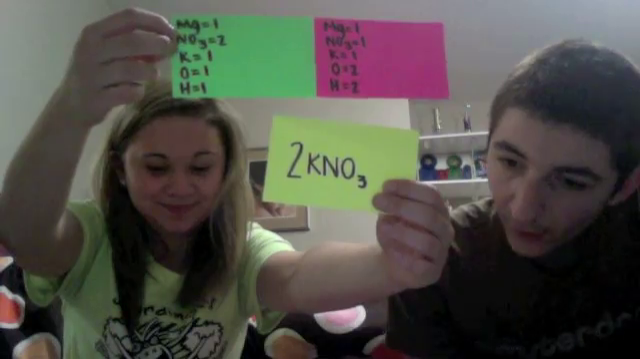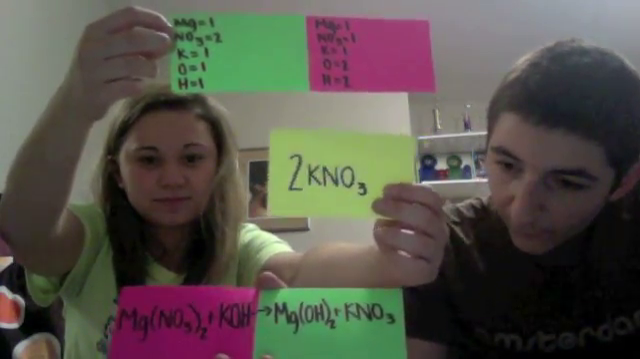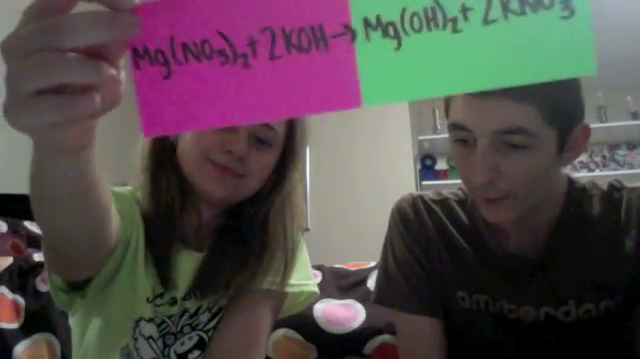Unfortunately, this turns our K on our product side into a 2. Therefore, we must balance out our K's. In order to do this, we are going to add a 2 in front of potassium hydroxide. In addition to balancing out our K's, this also balances out our O's and our H's. Our final balanced equation is Mg(NO3)2 plus 2KOH yields Mg(OH)2 plus 2KNO3.